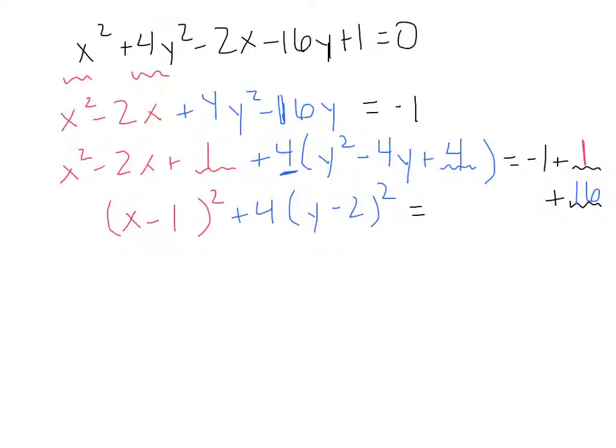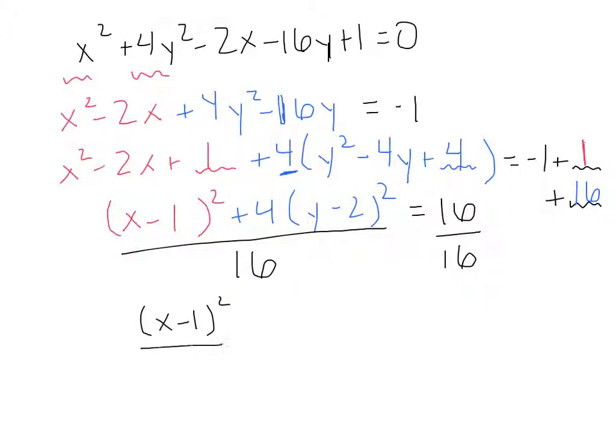Now let's simplify the right-hand side. Negative 1 plus 16, and we get 16 for our equals. One last thing we need to do, we need to make it equal 1. So we're going to divide both sides by 16. So we have x minus 1 squared over 16 plus 4 over 16 is just 1/4. So y minus 2 squared over 4 equals 1.